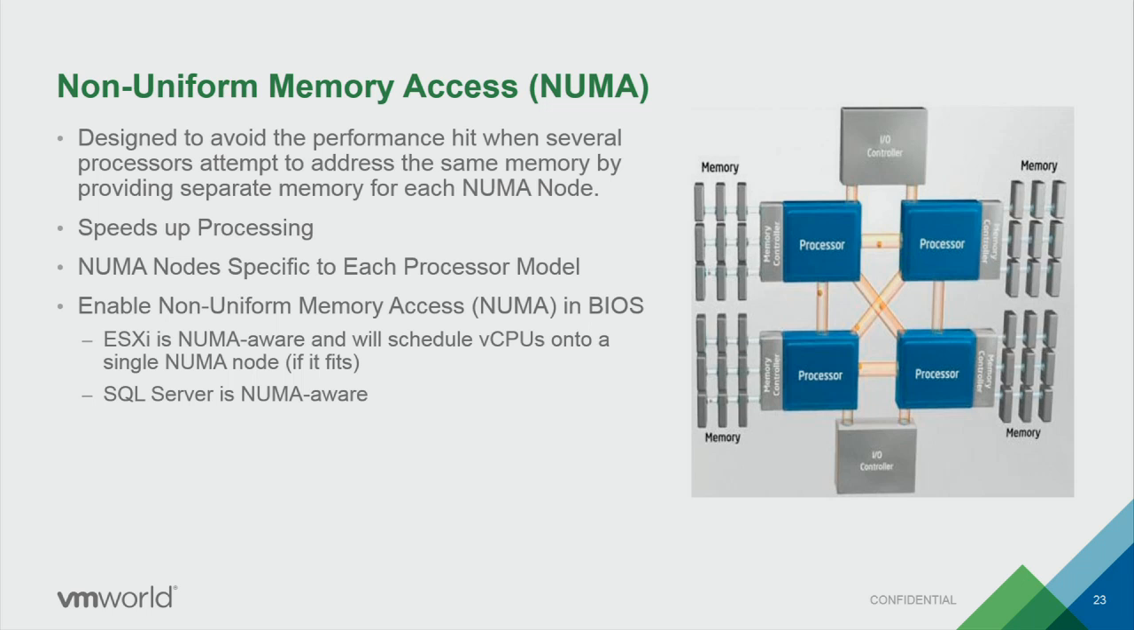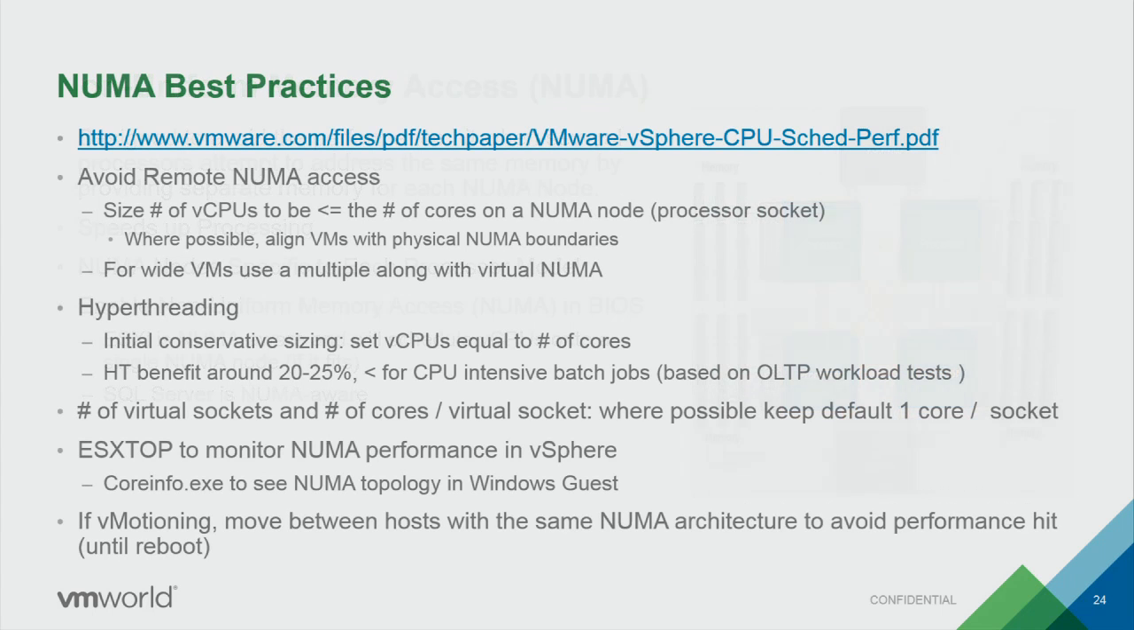ESXi is NUMA aware. When we say NUMA aware, it understands the NUMA architecture of the physical server. If the virtual machine fits into a single NUMA node or socket, then it will do its best to run that VM on that socket. SQL Server is also NUMA aware, but there's a setting in vSphere you have to turn on in order to allow SQL Server to see the NUMA architecture of the ESX host.